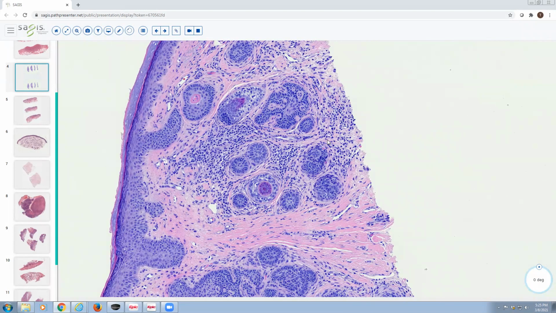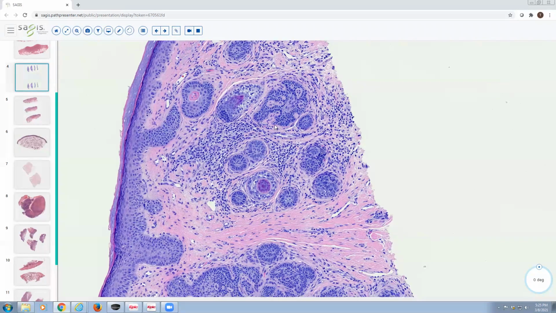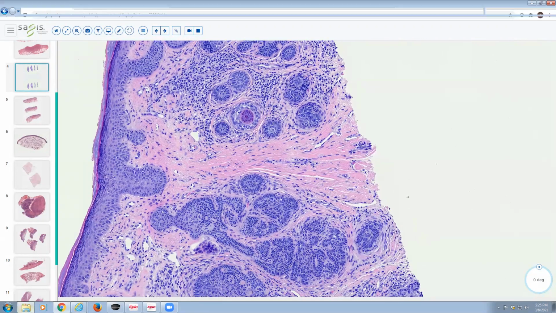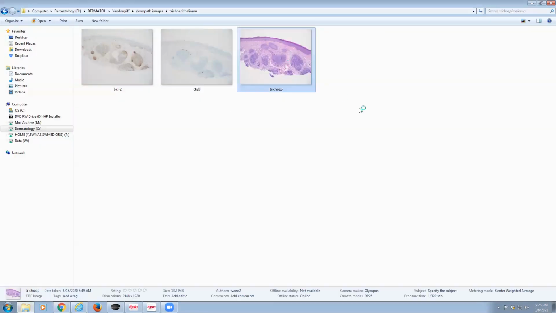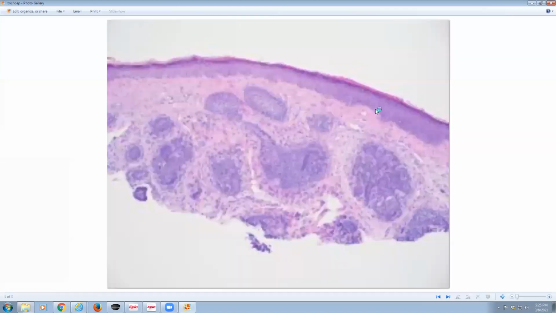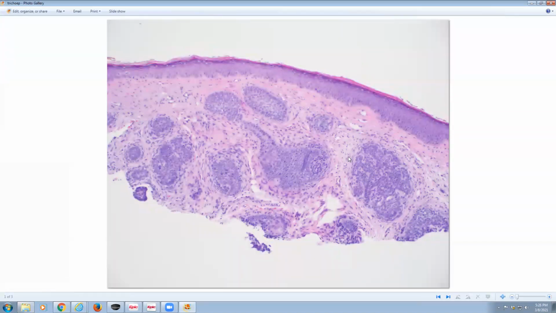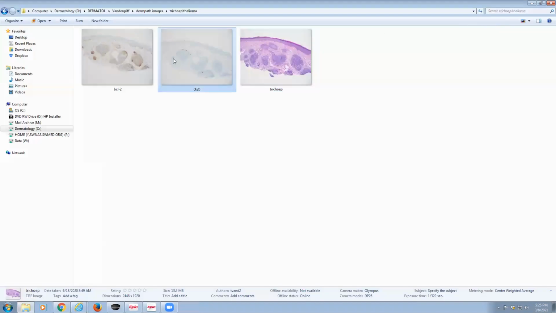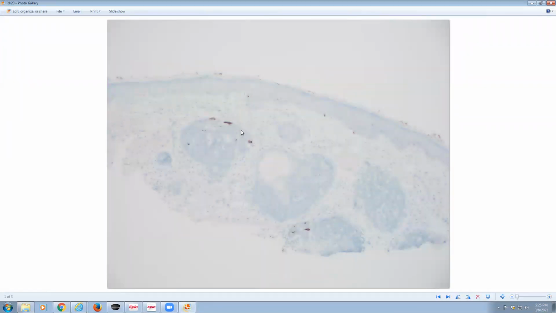CK20 highlights scattered Merkel cells within benign lesions. I have a photo that I want to show here. So here's a trichoepithelioma, and you can see the papillary mesenchymal body there. A CK20 stain will highlight just scattered cells within the tumor. Those are actually Merkel cells. It's not a neoplasm of Merkel cells, just normal scattered cells. And in a basal cell, you would expect to not find any of those. So CK20 positive cells in a trichoep.